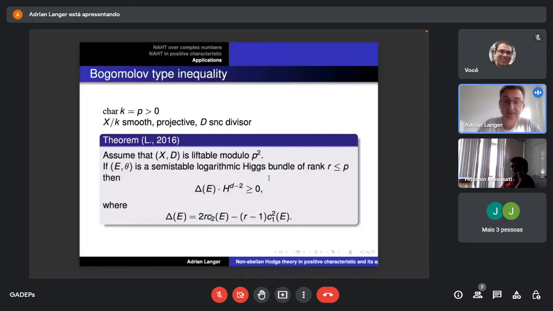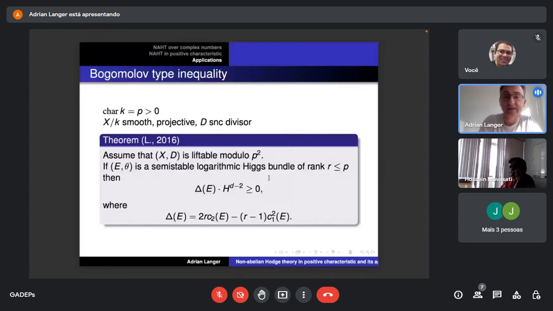Just to be sure, theta has logarithmic poles along D, this normal crossing divisor. Yes. Okay. So obviously we can take D equal to 0 and then we will have just the usual story, but the logarithmic story, I didn't mention this.